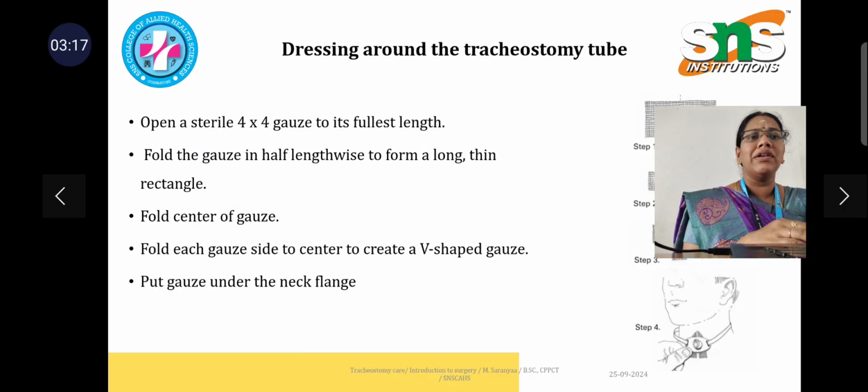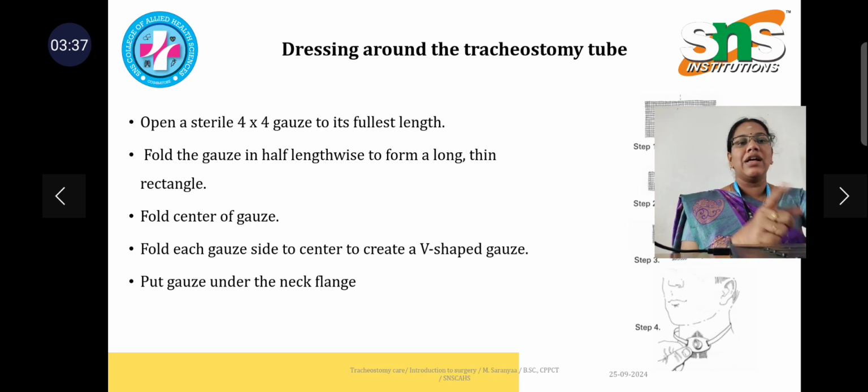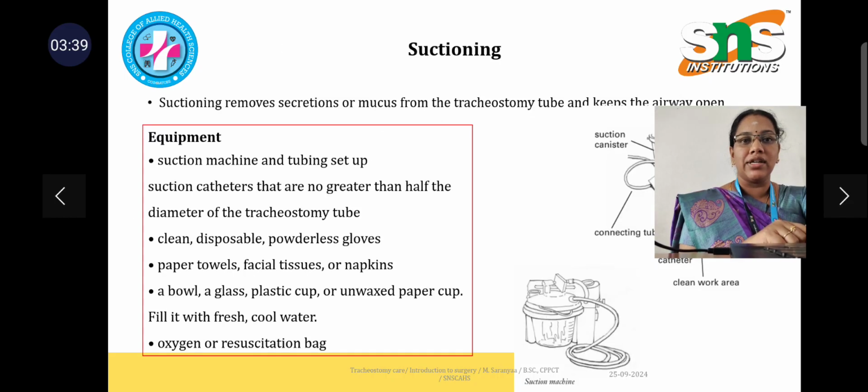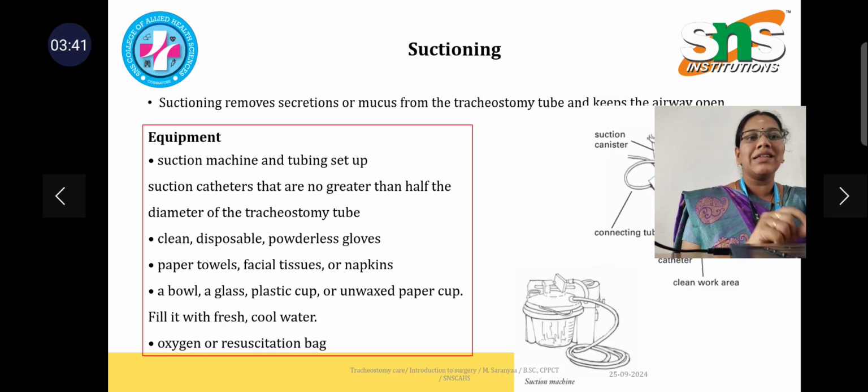How to do a proper dressing for the tracheostomy stoma. Open the sterile gauze and fold it into a full length, then fold the gauze in half lengthwise to form a long, thin rectangle, and fold at the center of the gauze to make a V shape. Put the gauze at the neck flange as shown in the image here.